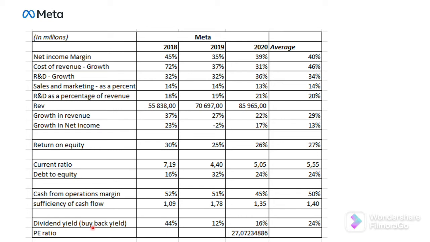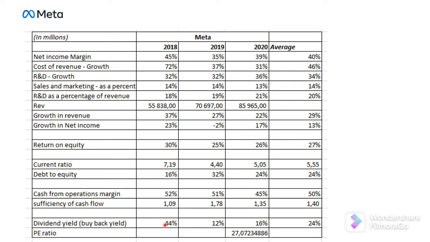The dividend yield or the buyback yield. Now, for these tech companies, these social media ad-based platform companies, it's very common for them not to pay dividends but to do buybacks. That makes sense because they trade at very high multiples, so their share prices are very, very high. A better return on shareholder investment is probably buybacks rather than dividends. So this is not a dividend yield, but a buyback yield.